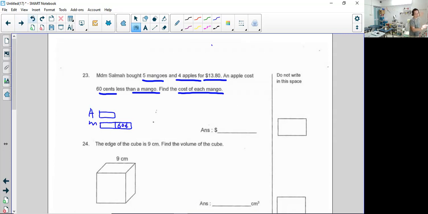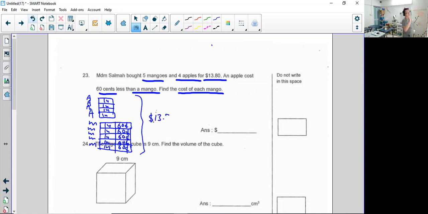And she bought 5 mangoes. Okay, I don't really have a lot of space here. So if you were to draw your stacking model, you have 2, 3, 4, and 5. So there are 5 mangoes that you can see, right? And this will be your 60 cents, 60 cents, 60 cents, and 60 cents. And what do you call the boxes on the left side? You call them units. And how many apples did she buy? She bought 4 apples. So you stack up, and you have 4 apples now. And what do you call the boxes? You call them 1 unit as well. And what's the total money that she spent? She spent $13.80. All right, that's a stacking model.